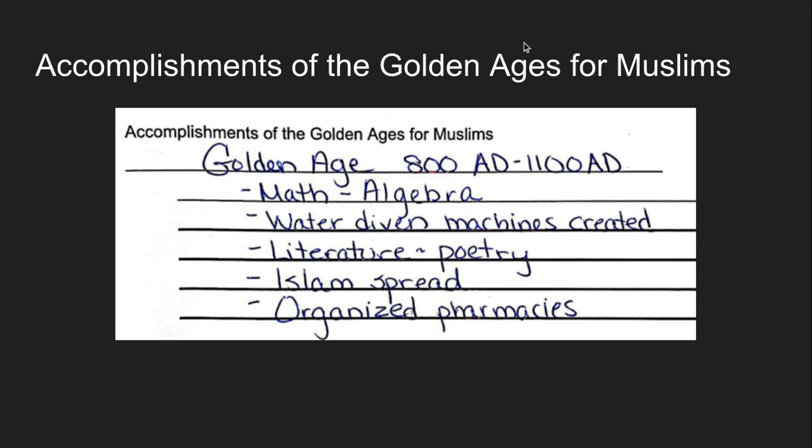Then you have the accomplishments of the Golden Age for Muslims. So here are the things that they accomplished. The Golden Age is from 800 to 1100. If she asks you that, I think it's a little harsh. I hope she doesn't ask you dates, but do your best with it. So what did she ask? What was part of the Golden Age? What were the accomplishments for Muslims? They made some headway in math. They created algebra. They created water-driven machines. They created really good literature and poetry. They had a nice spread in Islam, and they organized pharmacies for medicinal purposes.